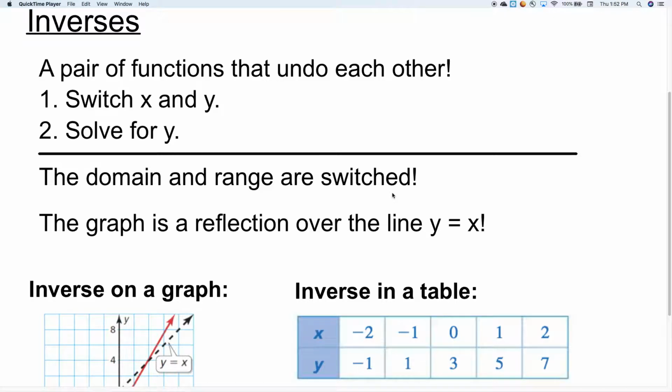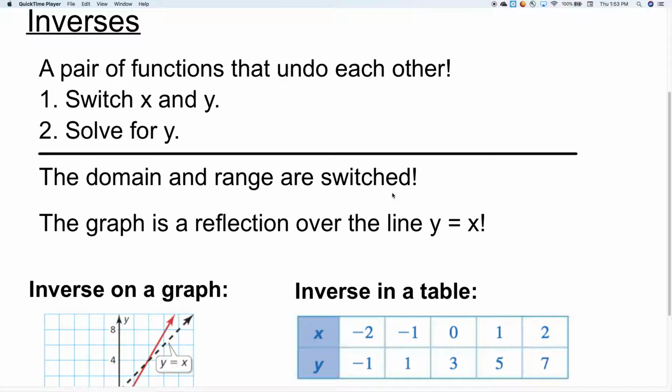Whether you're working with equations, graphs, or tables, it doesn't matter, you switch X and Y. Now, if it's an equation, you'll go through and then solve for Y. Because don't we always like our equations to be Y equals generally? Generally, yeah. Probably the one exception we had so far has been the circle, x squared plus y squared equals r squared. We leave it alone.